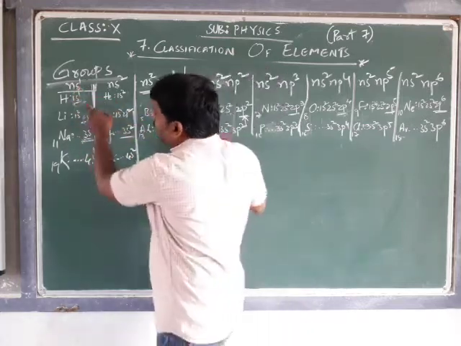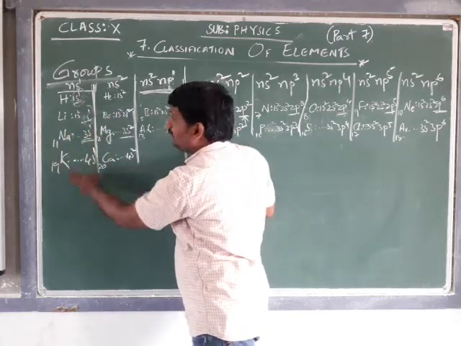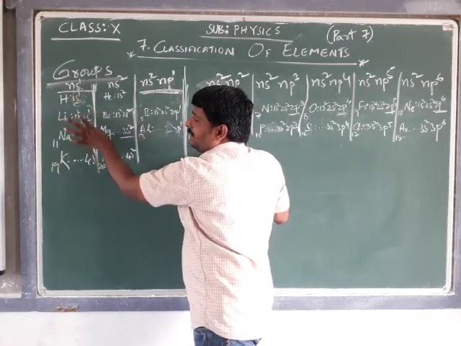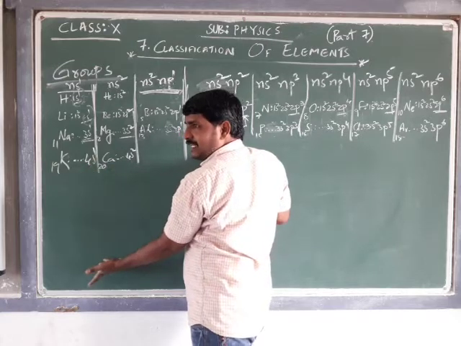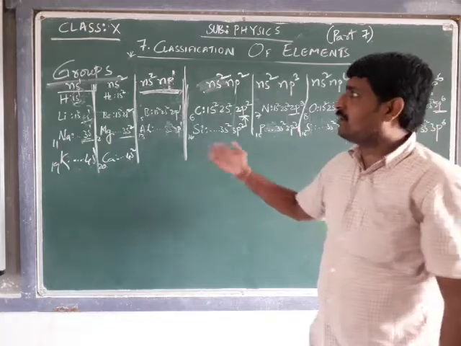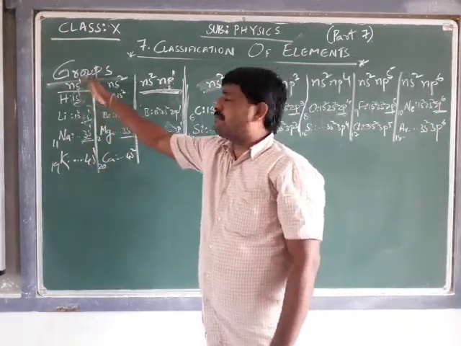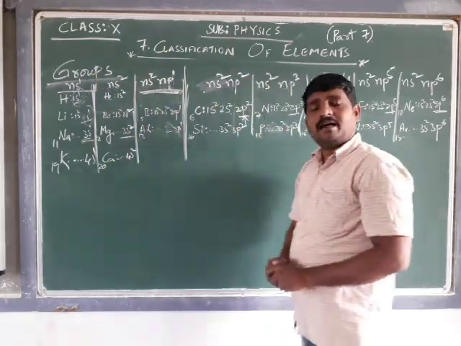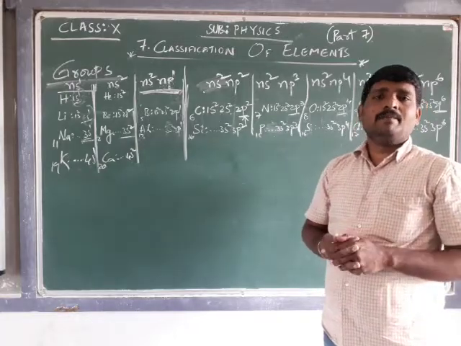That means all the elements present in this vertical column, the differentiating electron, either it may be 2s1, 3s1, 4s1, 5s1, 6s1, 7s1, 8s1, like that it goes on. The last differentiating electron follows the same rule, ns1. H.J. Moseley arranged all those elements in the vertical column, and he named that as group.